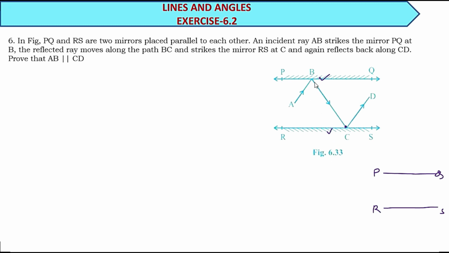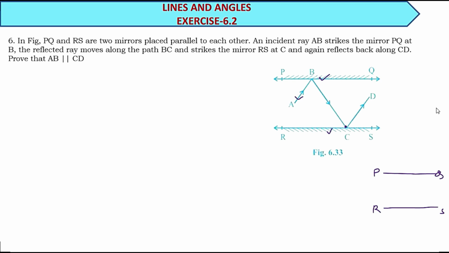So for mirror PQ, AB is the incident ray and BC is the reflected ray. For the mirror RS, BC is the incident ray and CD is the reflected ray. You are to prove that the incident ray AB for the mirror PQ is parallel to the ray CD, the reflected ray for the mirror RS. For this we need to make some adaptations in the existing diagram.